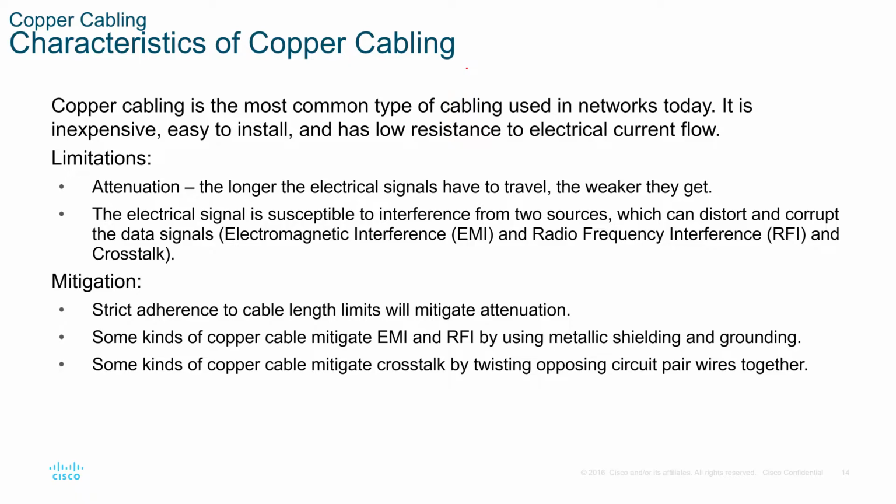Electrical signals are susceptible to interference from two sources, and these sources can distort and corrupt the data signals. Electromagnetic interference, EMI, and radio frequency interference, RFI, and also crosstalk, which we will talk about how that comes about.